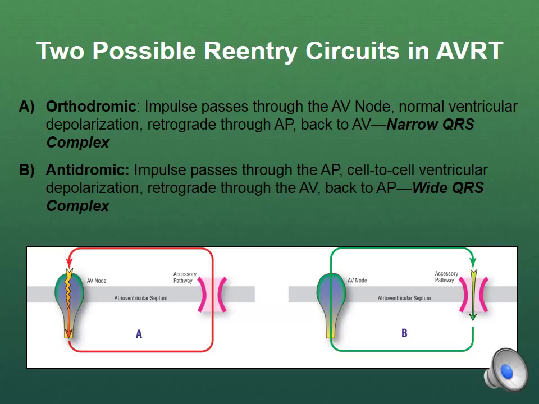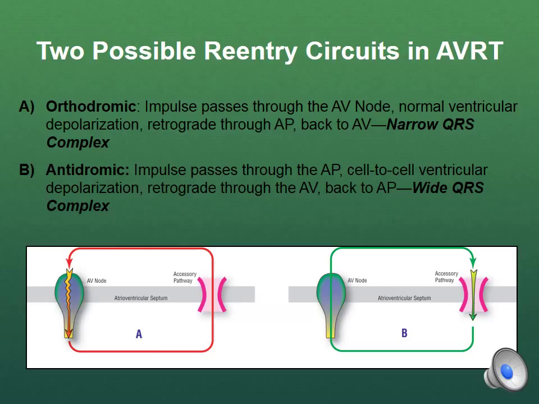In an orthodromic pathway, the impulse is going to pass through the AV node. You have normal ventricular depolarization, and then retrograde, or backwards, conduction through the accessory pathway back to the AV node. So in this situation, you're going to have a narrow QRS complex because the ventricles are depolarized in the normal fashion.